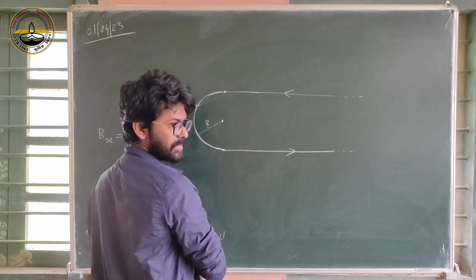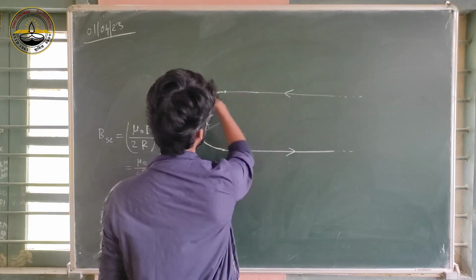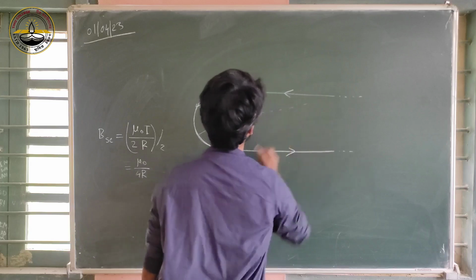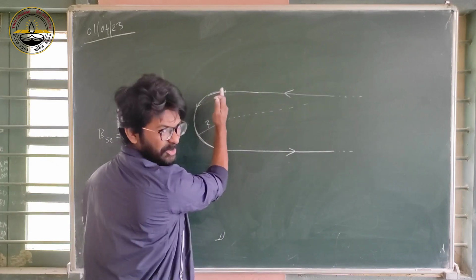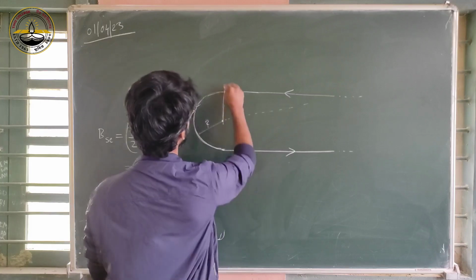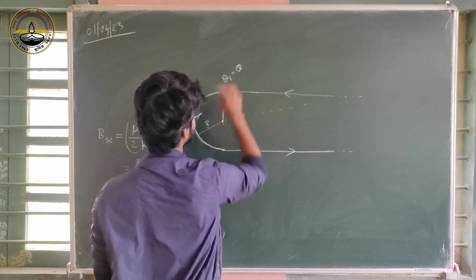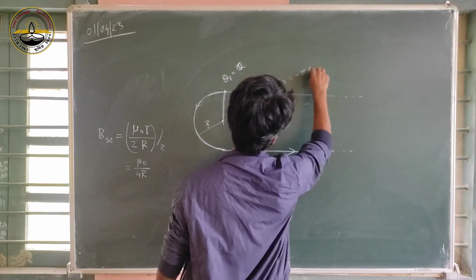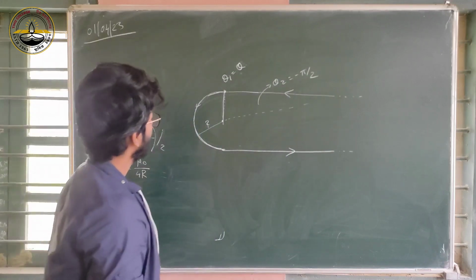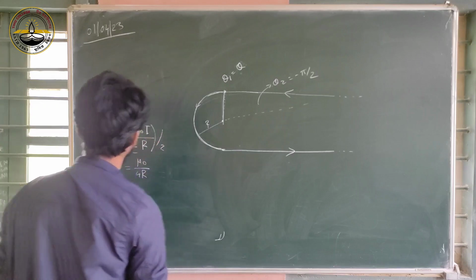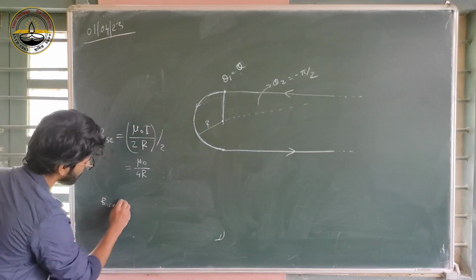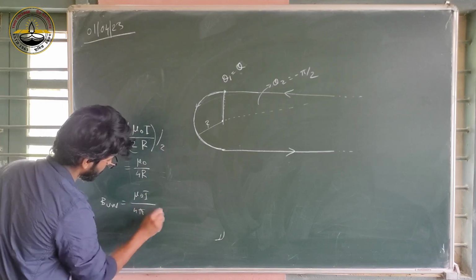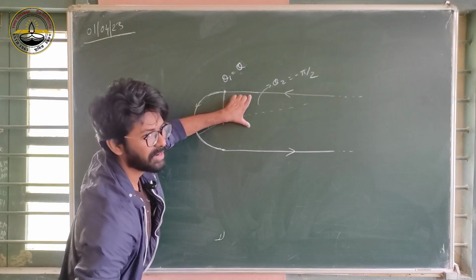And then for this wire, for the current going up, we need theta 1 and theta 2. What is theta 1? 0. Right? Angle with this line, theta 1 equal to 0. And theta 2 is minus pi by 2. Okay? So for this upper line, let's say, the upper wire, mu naught I by 4 pi. So this R will be the same R.